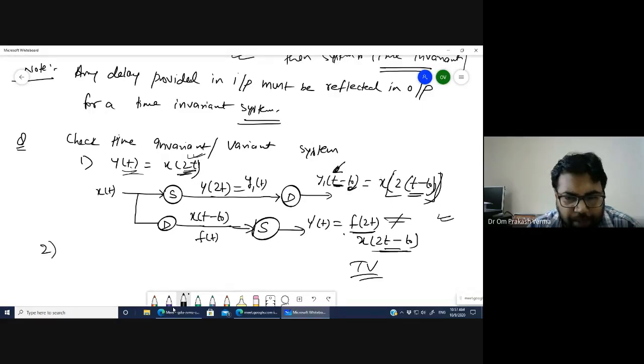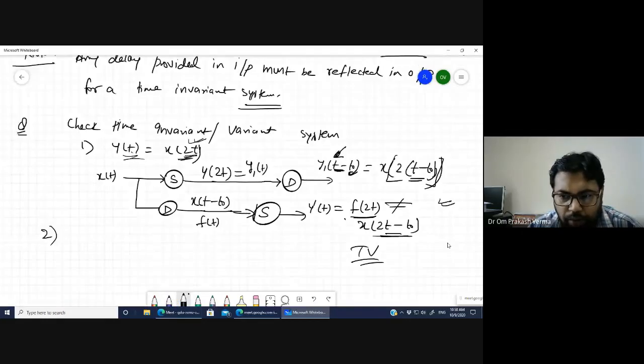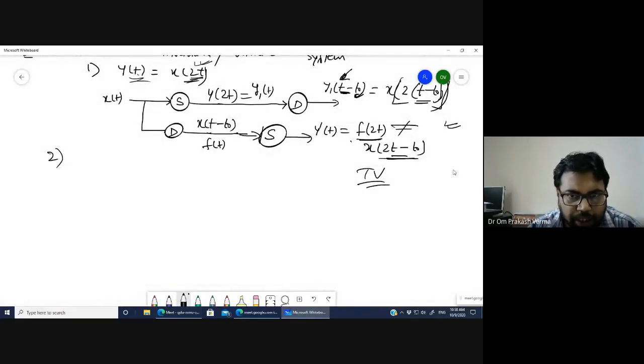Okay, see the second example. I think you will understand it with the second example. Okay. So in the second example, let's say y(t) is equal to x of cos t. X of cos t, right? Now, let's say we are supplying x(t) to the system.